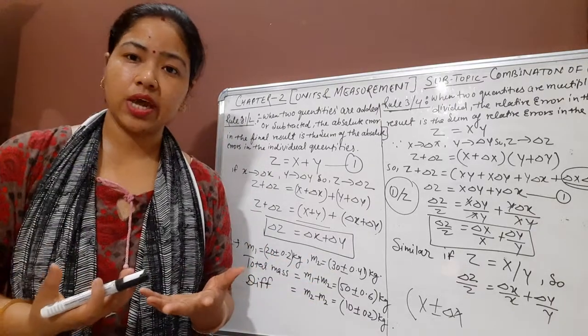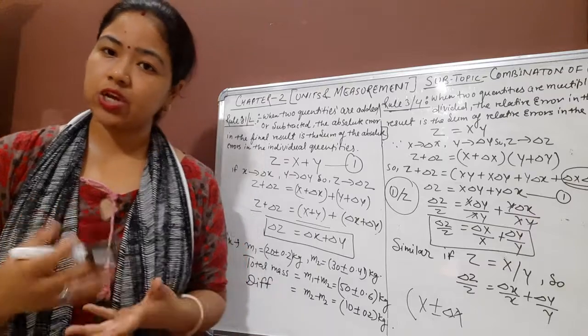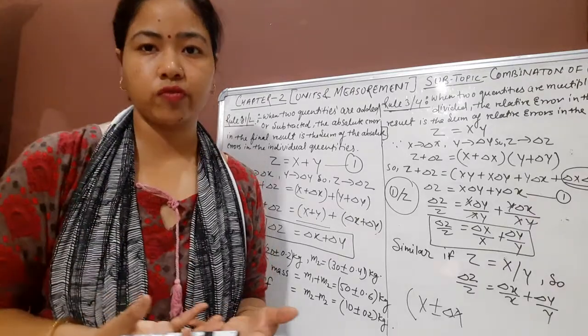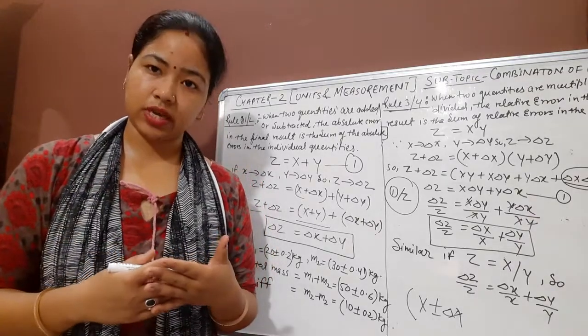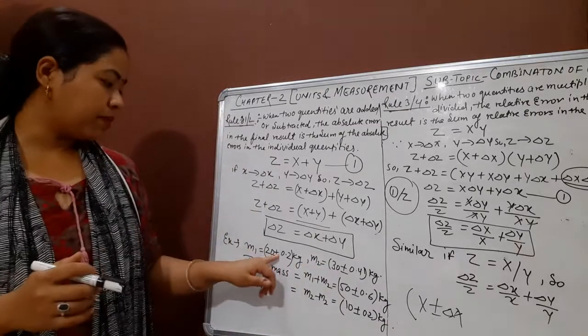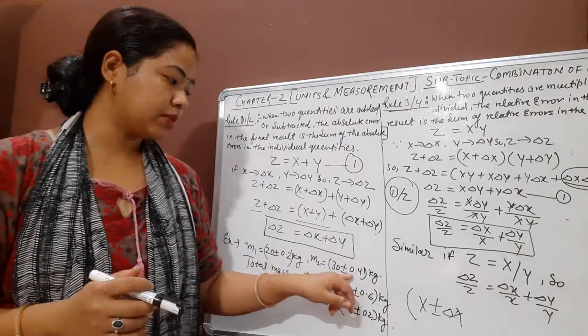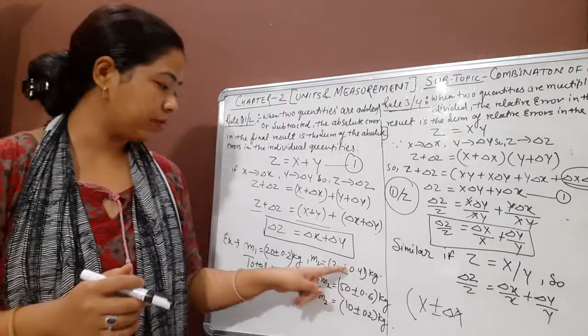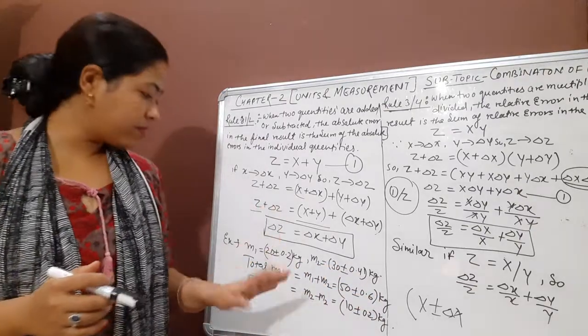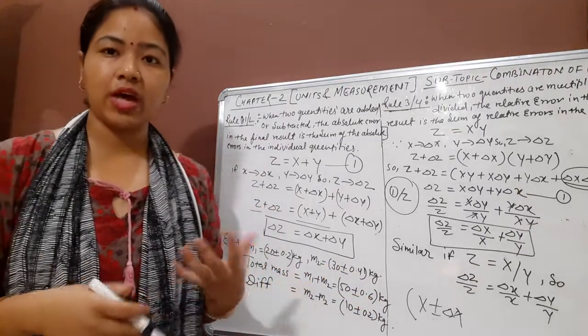Likewise, whenever we represent any physical quantity with its error value, we have to write it with the plus-minus sign, right? So 20 plus minus 0.2 kg and 30 plus minus 0.4 kg is the mass of the second object. Now we have to calculate the total mass. That means we have to add both masses.